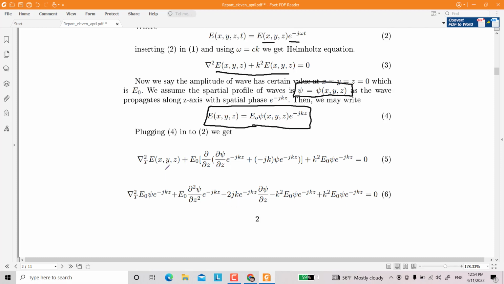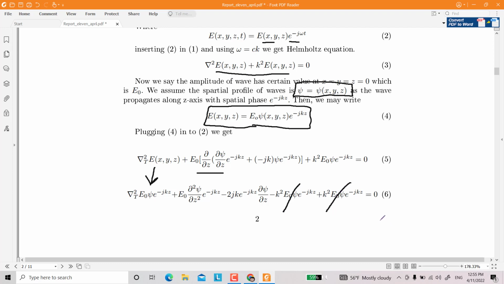Then we took this term as it is over here, and we basically replaced E of x, y, z by equation number 4. Similarly, we perform this derivative operation, and we apply the product rule of differentiation, and when we open equation number 5 properly, we come up with equation number 6. Here you can see we have two terms that are the same but opposite.